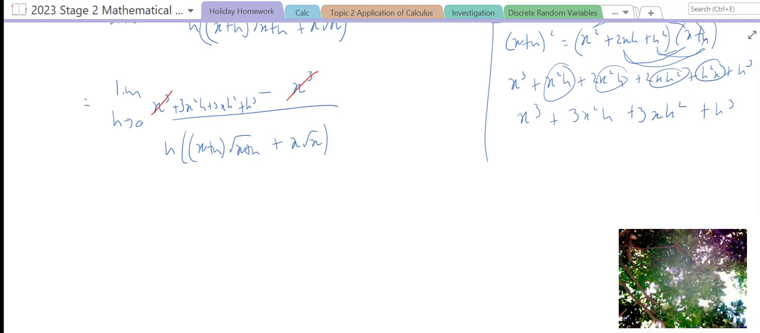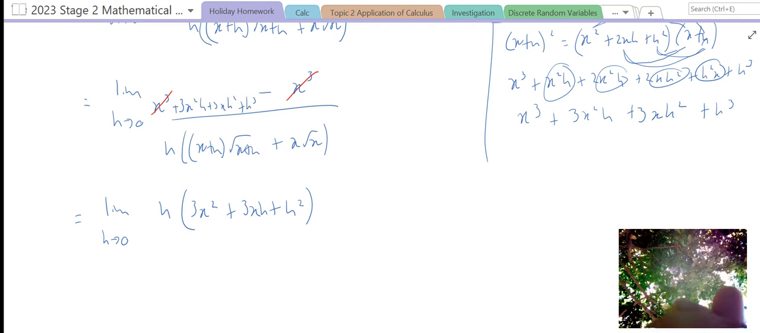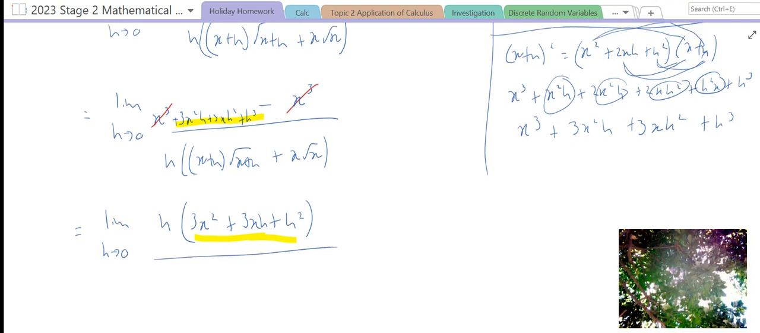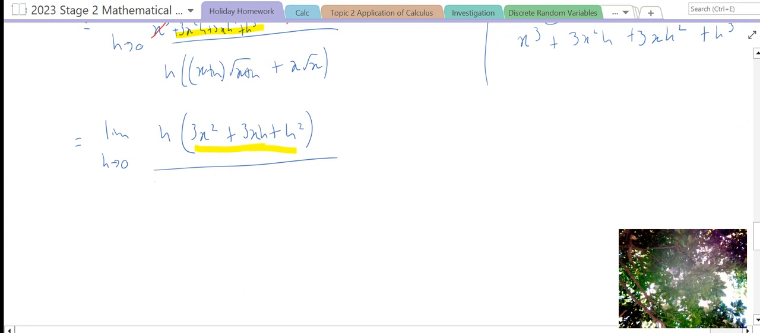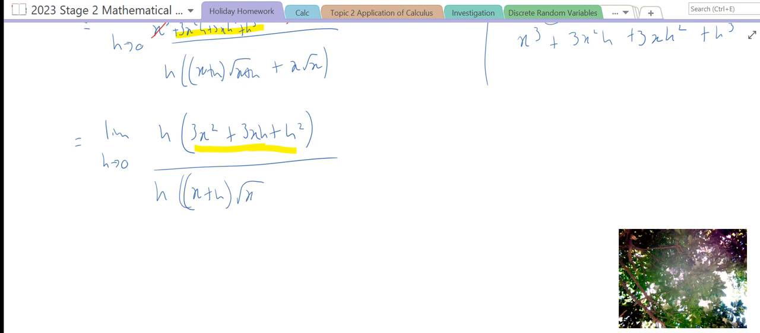And what you should notice here, because it's what we've been hunting, is that every single term remaining on the top has an h as part of it. So I'm going to factor out h, and that leaves me with 3x squared plus 3xh plus h squared. So I've pulled an h out of every term in there to factor it out. Nice. And then that all goes over the top of h, bracket x plus h root x plus h plus x root x.